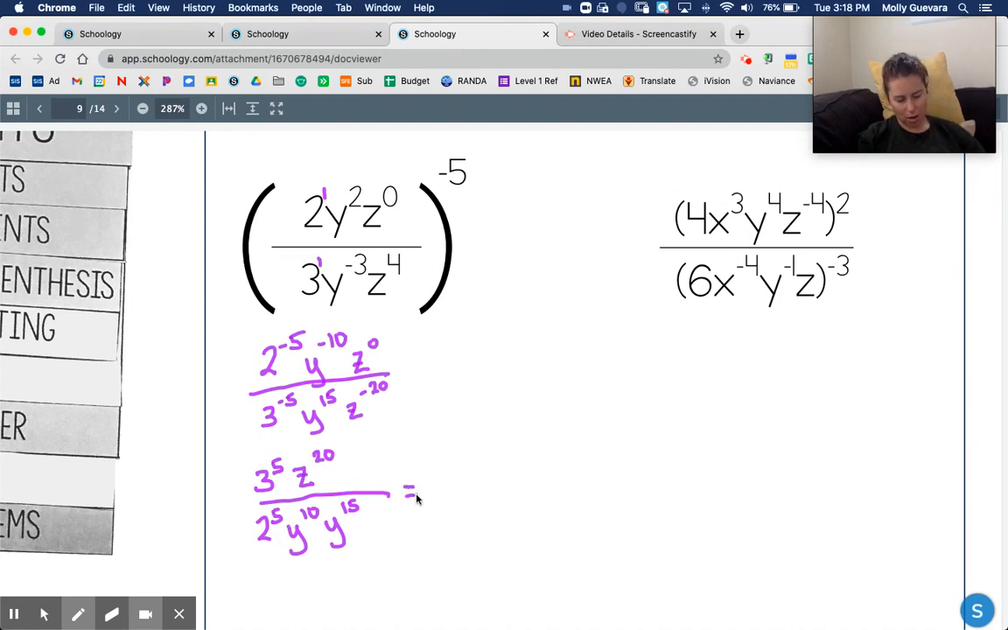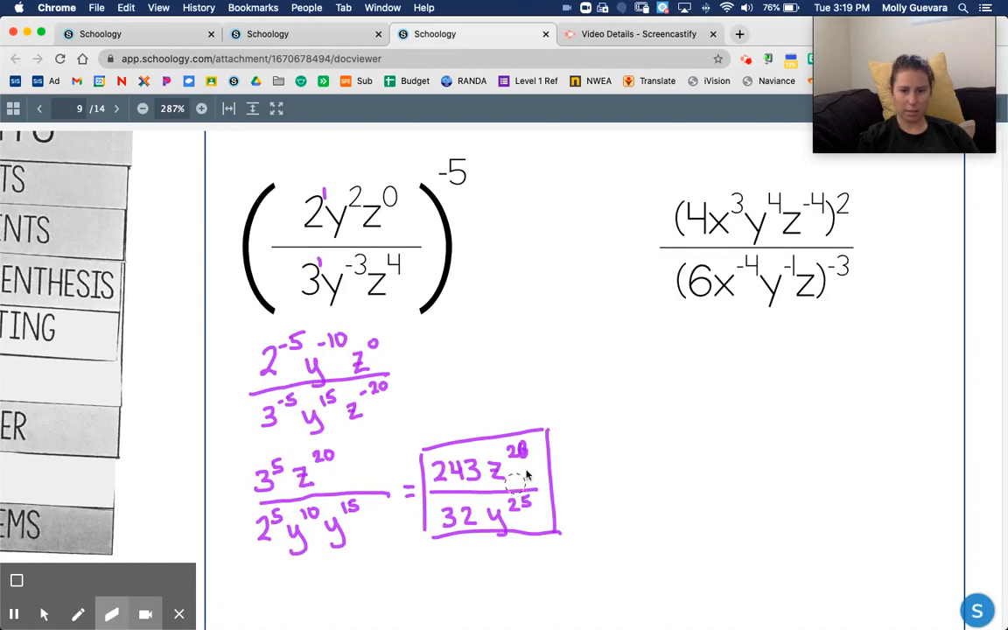Okay, so now I just simplify. 3 to the 5th is 243. Z to the 20th. It looks like 26, sorry, to the 20th. 2 to the 5th is 32. Y to the 10 plus 15 is 25. And then you always check to see if you can simplify your fraction. And in this case, 243 and 32 does not simplify. So there is my answer.